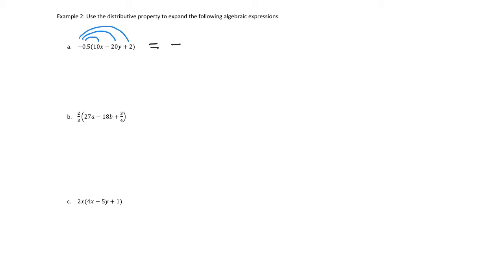So it's going to be negative, and I'll put 0.5 times 10x. It's then going to be positive 0.5 times 20y, but we just keep going until we get to the very last term. So this now is going to be negative, and we get 0.5 times 2. So there could be 3, 4, 5 terms, however many, you would just multiply to every single one of those terms.